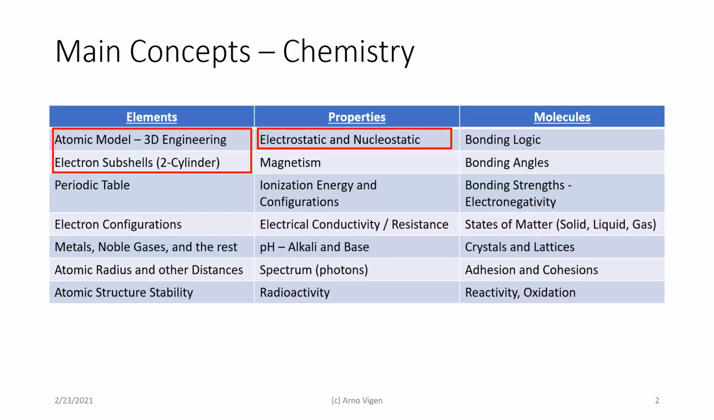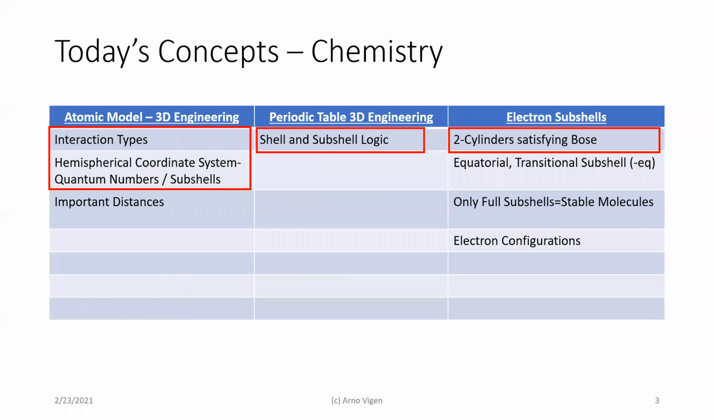Now, to understand this, you have to understand the most important of the properties, and that's the two main forces, the electrostatic and the nucleostatic. So now, specifically, you have to talk about these interaction types. And to understand those shells and subshells, you have to put it into a hemispherical coordinate system. That system is called the quantum numbers, and that equals the logic of each independent subshell.